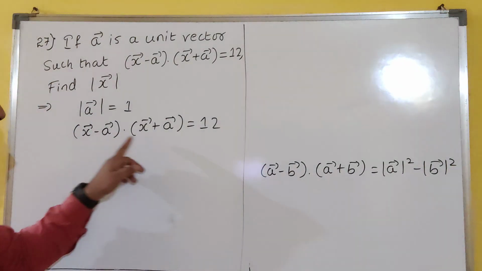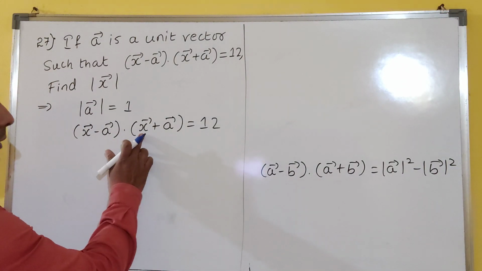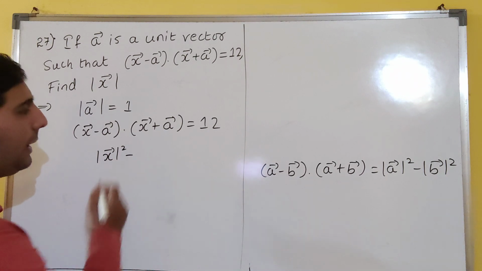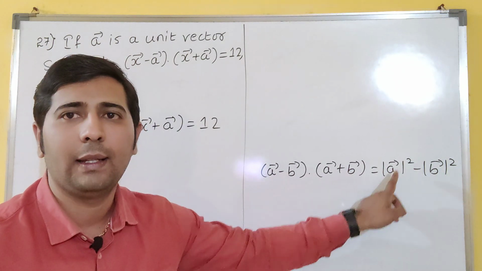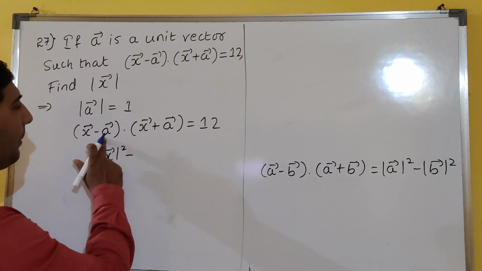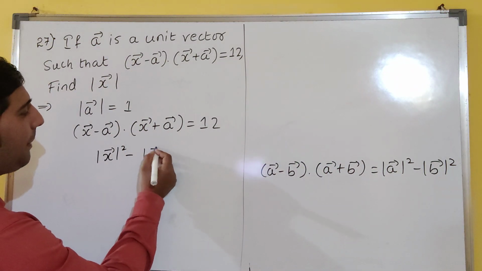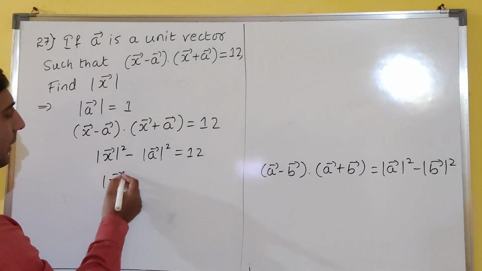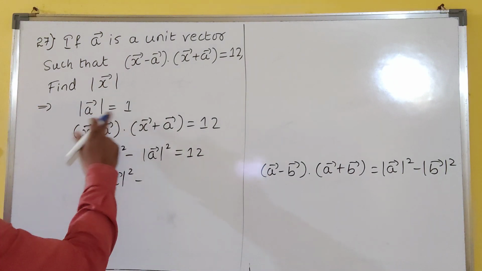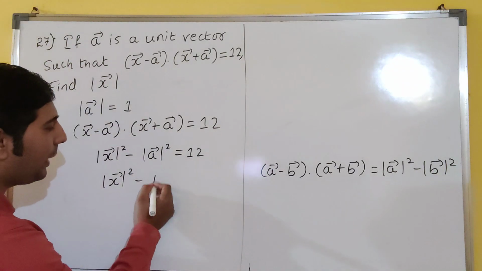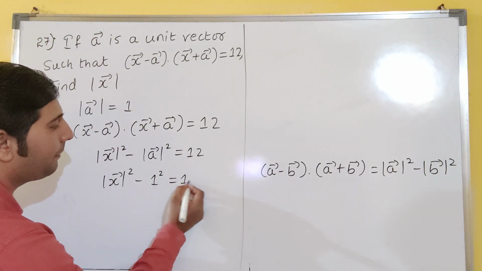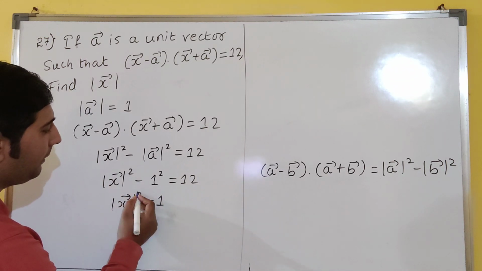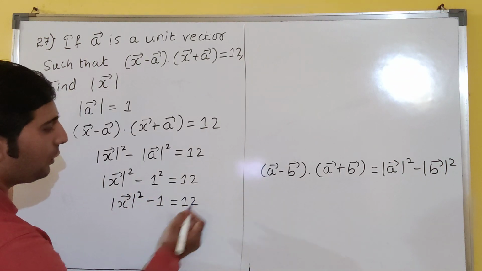So (A minus B) into (A plus B) is what? In place of A, x is there: magnitude of x whole square. In place of B, A is there: magnitude A square is equal to 12. And what is A, dear students? Magnitude of A is how much? It is given 1. So 1 square it will become, because square is there. So now 1 square means that will become 1, so magnitude of x square minus 1 is equal to 12.